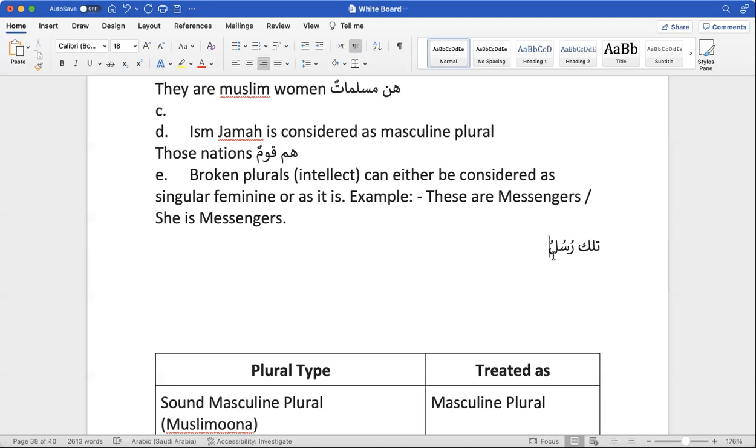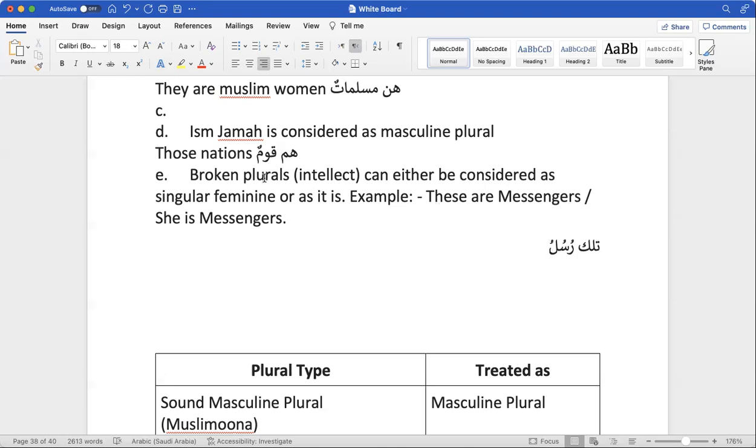That's why I wrote tilka rusulu. So when you say tilka rusulu, it also means those are the messengers. Those are messengers. Tilka rusulu. Those are the messengers, in Surah Baqarah, right? So if somebody comes to you and tells you that there's a grammatical error here, you see rusulun is plural and tilka is feminine, singular. So this is the answer.